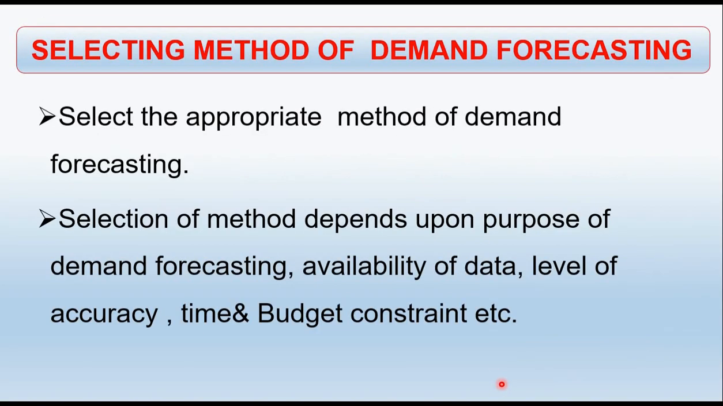The next step is selecting the method of demand forecasting. The demand forecaster has to select an appropriate method amongst various methods of demand forecasting. The selection of method depends upon the purpose of forecasting, availability of data, level of accuracy required, time and budget constraints, and convenience of the forecaster. Each method of demand forecasting has its own pros and cons, and one needs to select the method wisely so as to estimate future demand at the highest accuracy level.